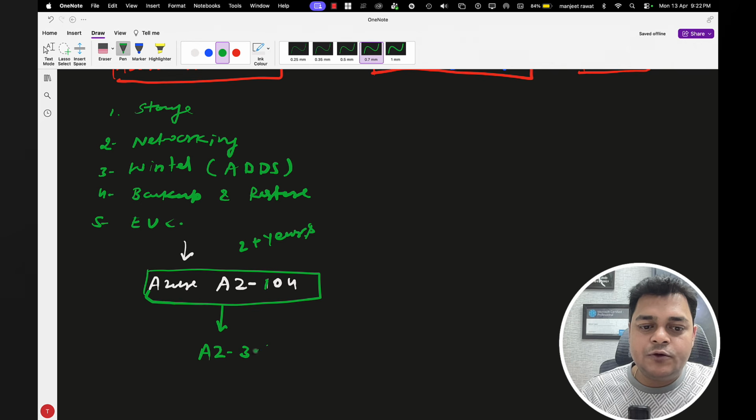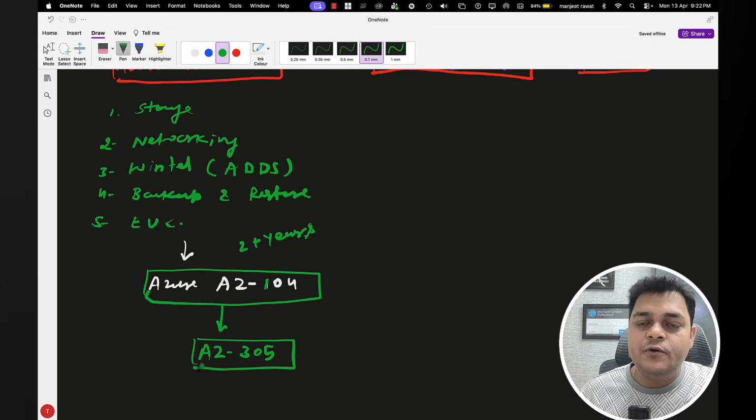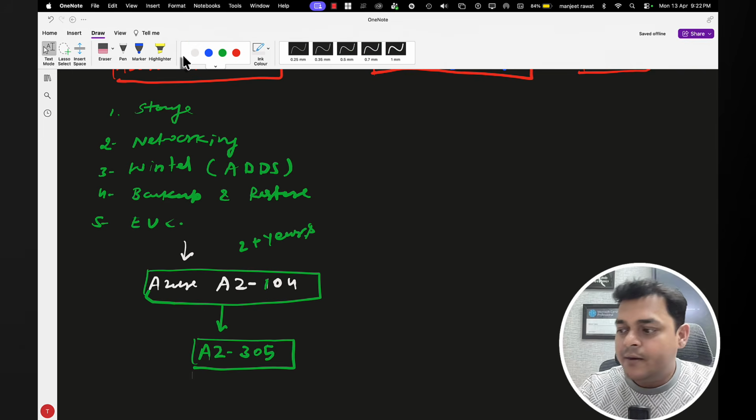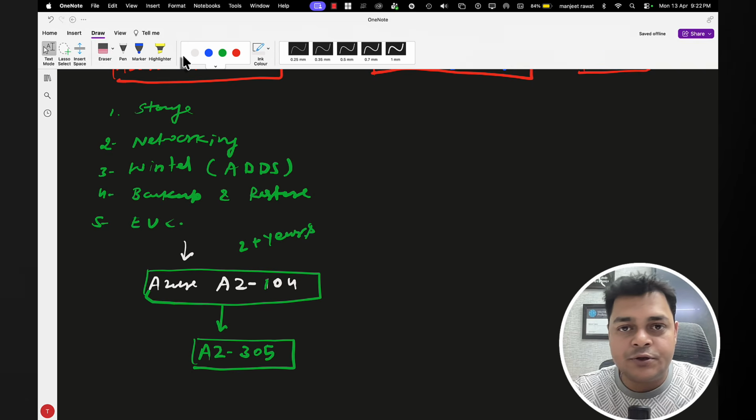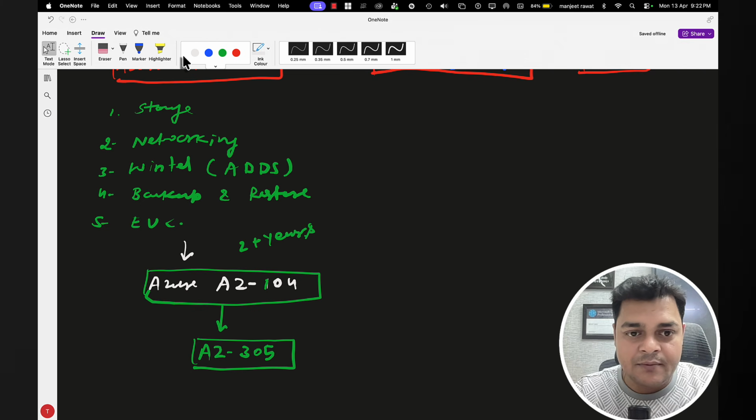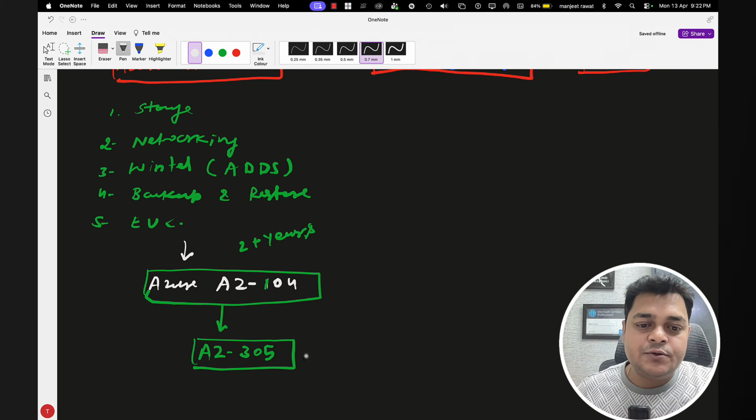And AZ-305 will help you a lot to handle and manage the new infrastructure of a client. Migration activity, troubleshooting, backup and restore, networking, VPN. All of this content you will learn in AZ-305.